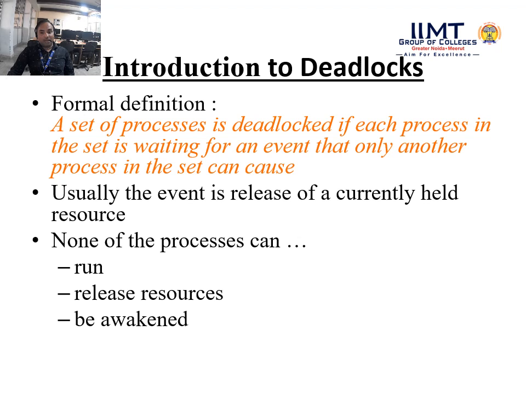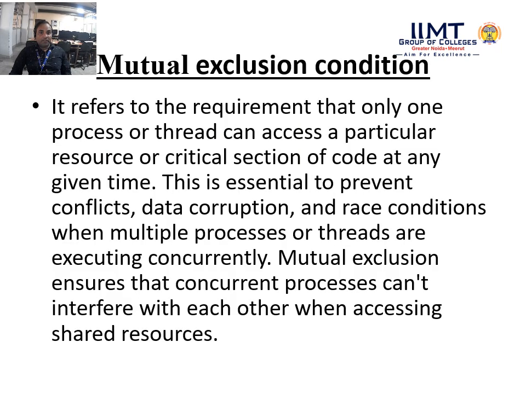As I have told you in my real life example, the processes are waiting for an event, but the event doesn't happen. So it may be the condition of the deadlock, right? There will be some conditions regarding the deadlock. So the first condition is the mutual exclusion condition.